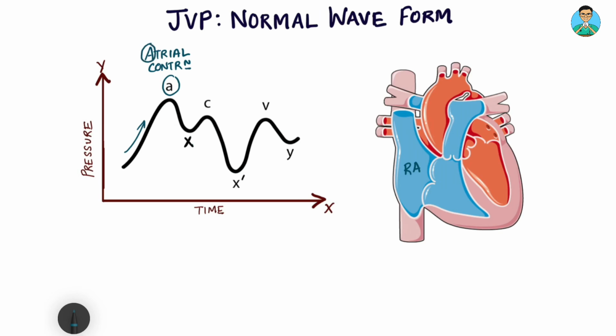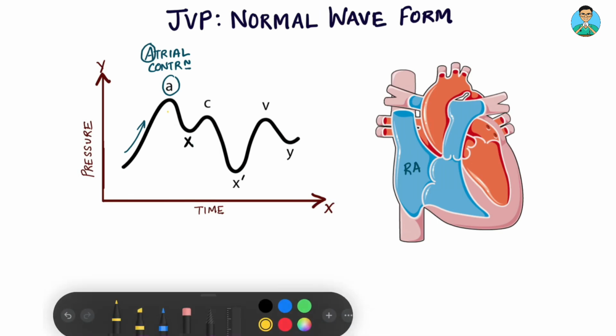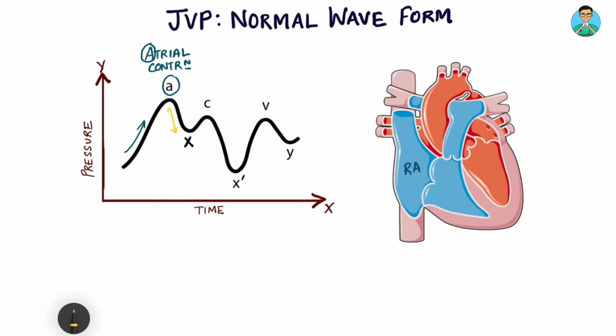Then once the right atria has reached a peak pressure, atrial relaxation occurs. Over here we see a dip in the pressure, and this dip leads to a depression, and this X over here represents atrial relaxation. The X in relaxation should remind you of that.